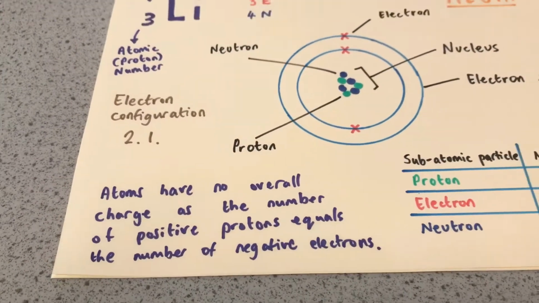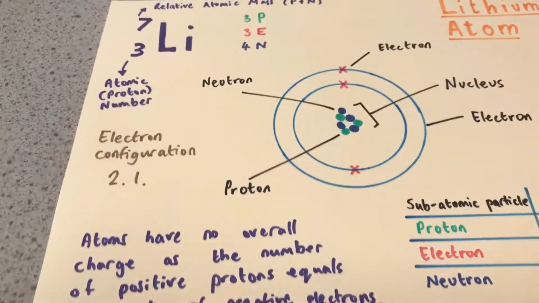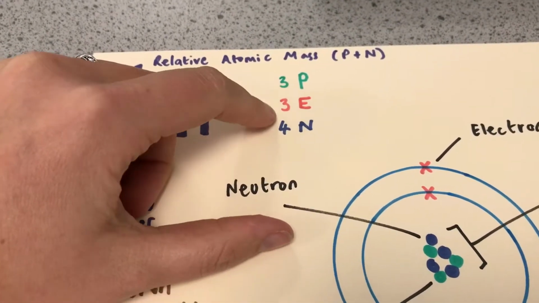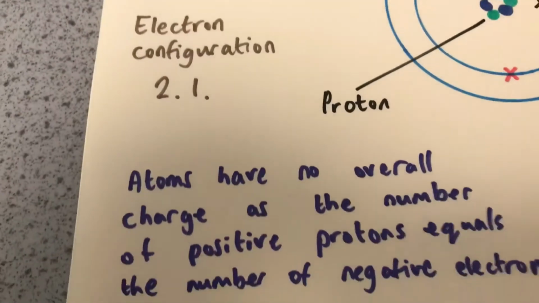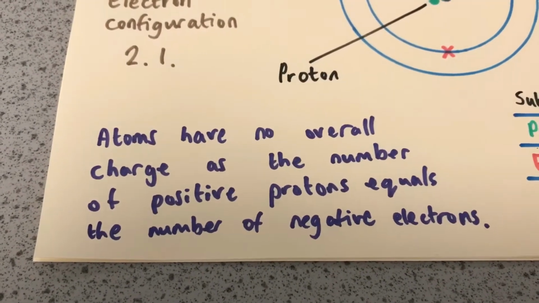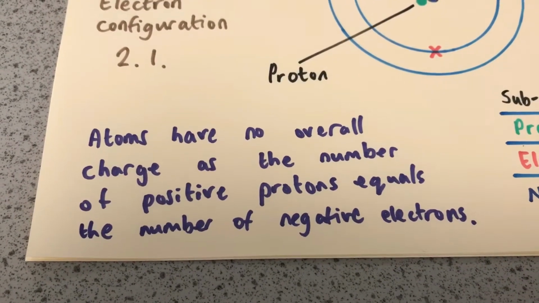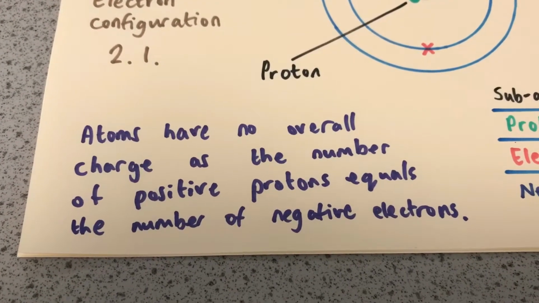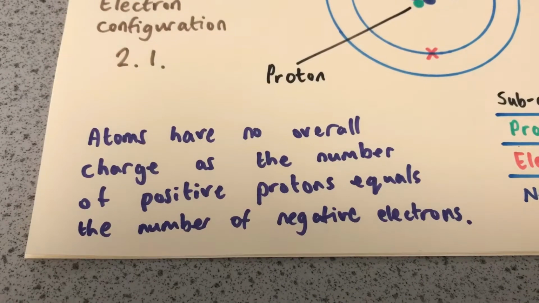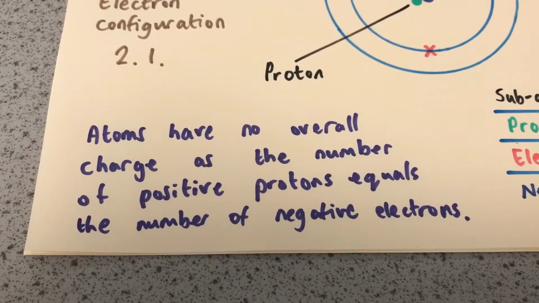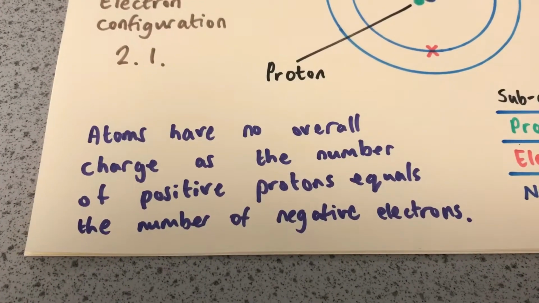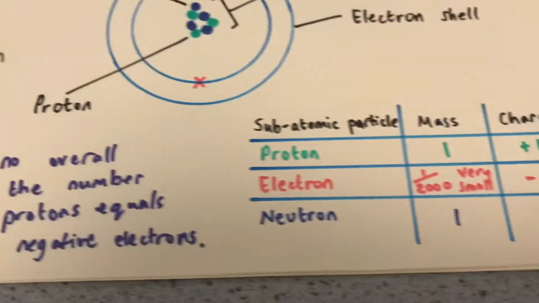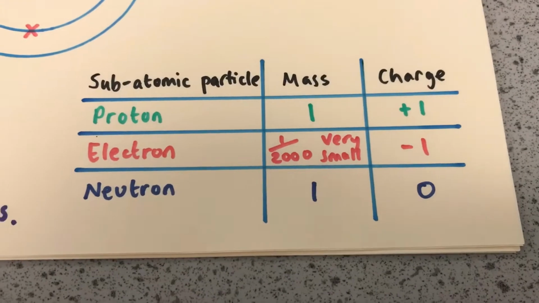So because we have the same number of protons and electrons, and those protons are positive, the electrons are negative, atoms have no overall charge, because the number of those positive protons cancels out the number of the negative electrons. So atoms have no overall charge, unlike ions, which we'll talk about in another video, because the protons cancel out the electrons. So all of these bits we've been talking about are subatomic particles.